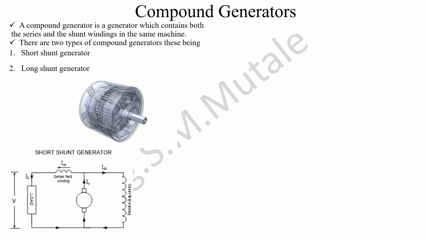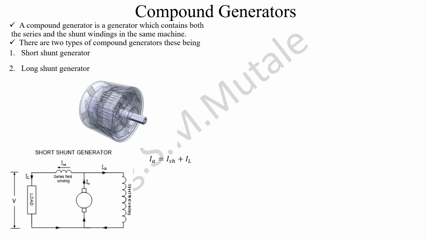So a short shunt generator, the circuit looks like this one shown here. You have the armature there, then you've got the series field connected in series with the load, and then you have the shunt field winding which is connected parallel to the armature like that. So this is a short shunt generator. From this one we can derive some formulas.